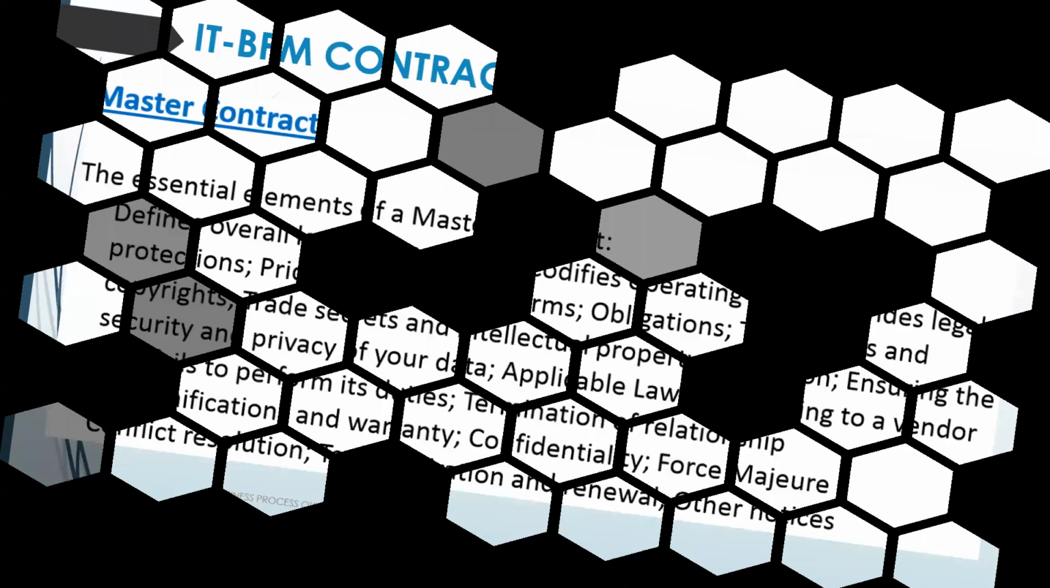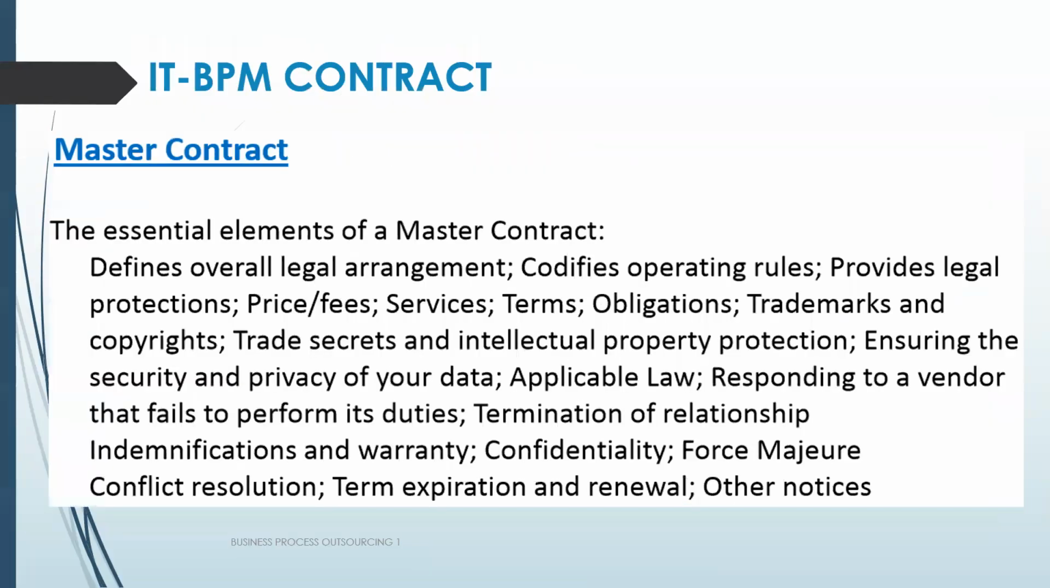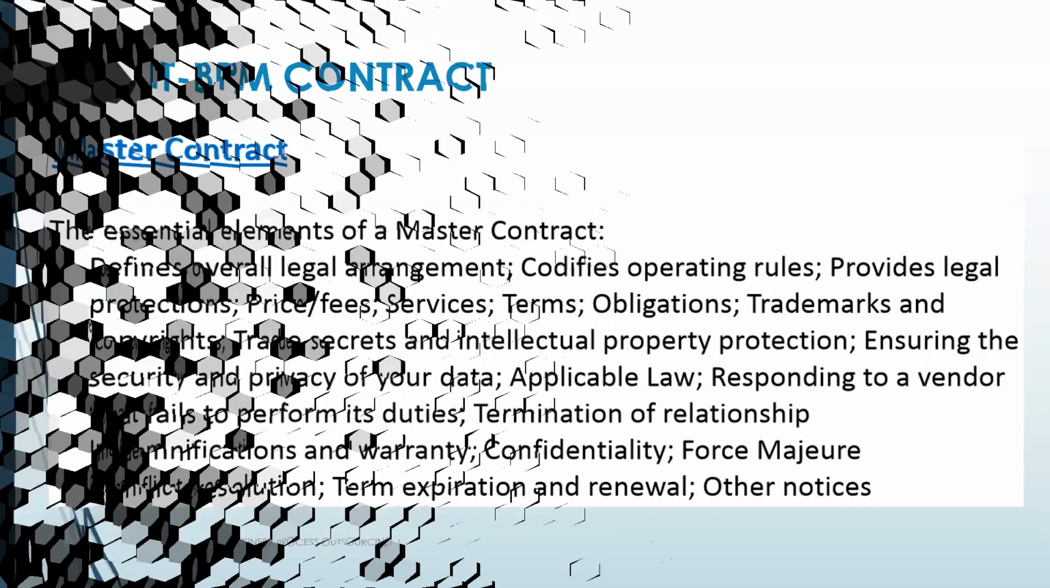And of course, the master contract. The essential element of a master contract is all this legal arrangement: it codifies operating rules, provides legal protection, fees, services, terms, obligations, the trademarks, ensuring the security and privacy of the data, applicable law, termination of relationship, indemnifications and warranty, among others. These are the master contract.